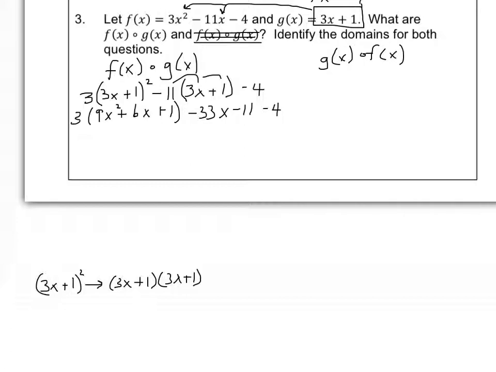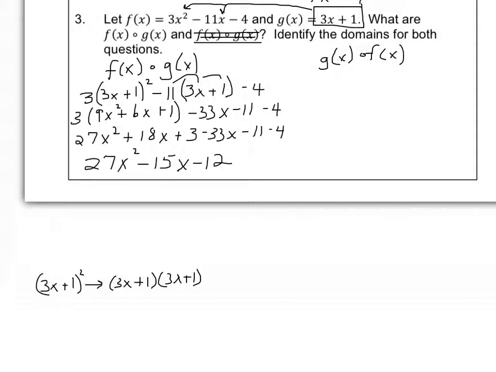Now I'm going to distribute the 3. So 27x squared, plus 18x, plus 3, minus 33x, minus 11, minus 4. And now all I need to do is combine my like terms. I have no other squared terms, so 27x squared. Positive 18x and negative 33x is negative 15x. 3 minus 11 is negative 8, and negative 4 more is negative 12. Okay, now there's not any further I can go here. I've simplified all my like terms, combined all those.